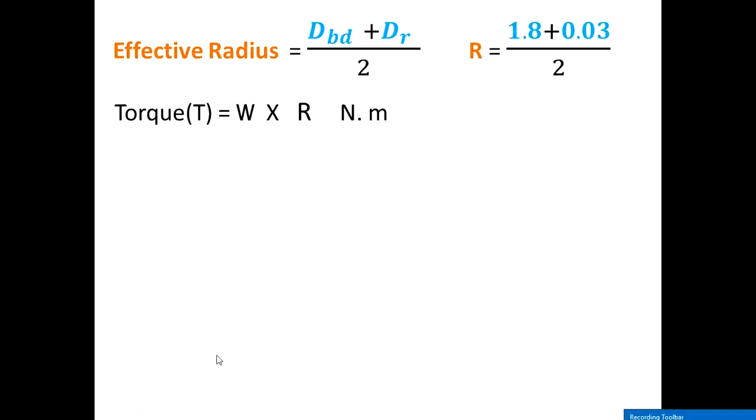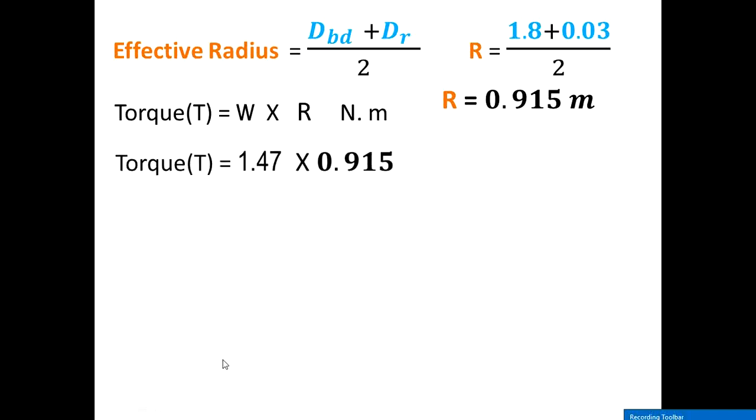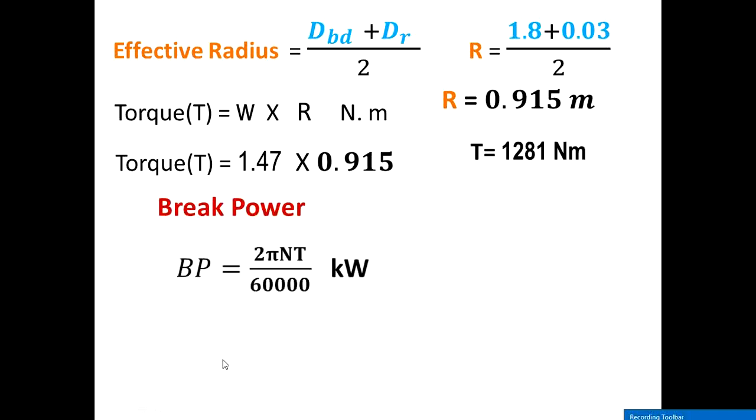Putting the values, R is equal to 0.915 meter. Torque is equal to 1.47 into 0.915. Brake power is equal to 2 pi N T divided by 60,000. So you can put the values: 2 into pi into N, which is 200, into torque 1281, divided by 60,000.